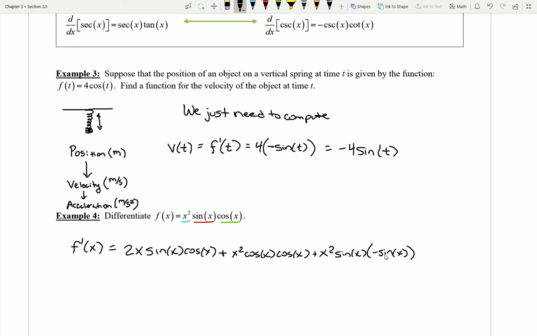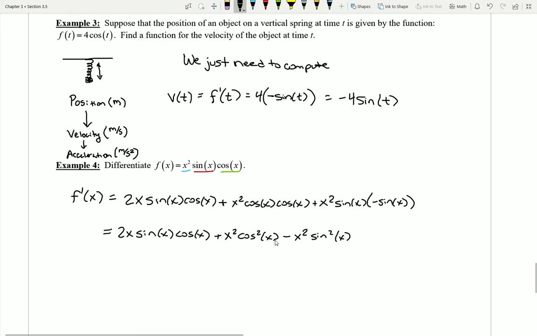I want to make sure I'm very careful that if I'm multiplying something on, I put parentheses around it, especially if it's got a minus in front. Now notice that if I wanted to, I could simplify this a little bit. I have 2x sine x cosine x. Over here, I have an x squared cosine squared. Over here at the back, I technically have a minus x squared sine squared. So there are some things that I could do to simplify this down a little bit and use some different trig identities to make this look a little bit neater.